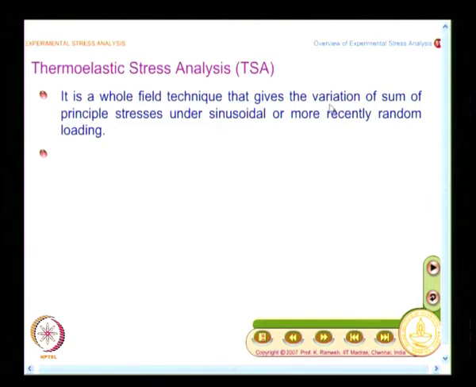and it does not give sigma 1 plus sigma 2, it gives the variation of sigma 1 plus sigma 2. So, that is the difference. So, you have to have a cyclical loading on the object and you find out what happens, and here again you are employing a physics. We will see what is the physics behind this technique.